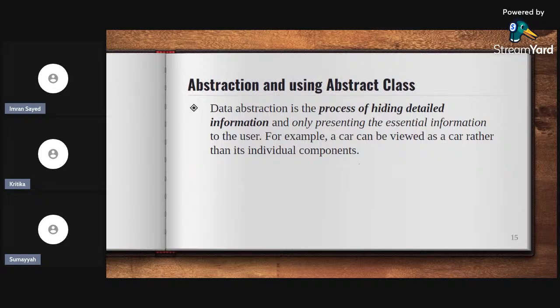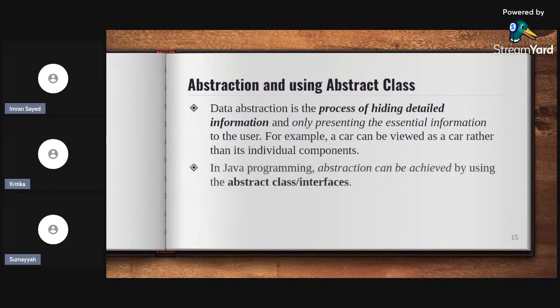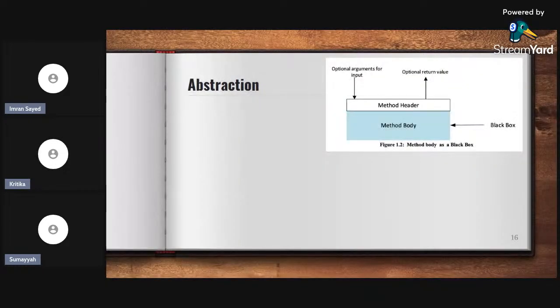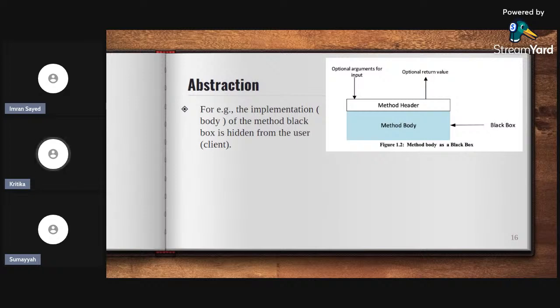Abstraction and using abstract class. Data abstraction is the process of hiding detailed information and only presenting the essential information to the user. For example, a car can be viewed as a car rather than its individual components. In Java programming, abstraction can be achieved by using abstract classes or interfaces. Any user or client can use a method without knowing about its implementation details. For example, the implementation or body of the method is a black box, hidden from the user or the client.